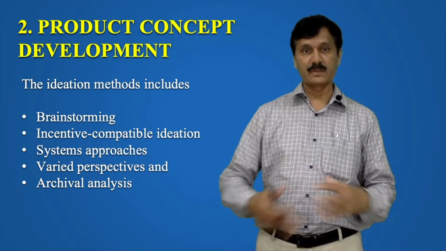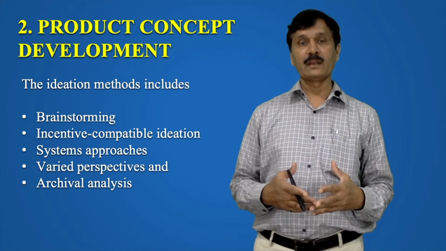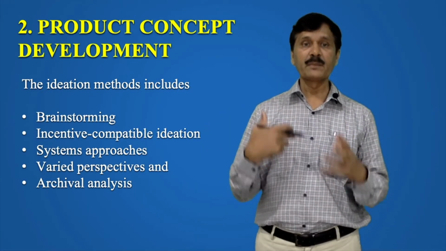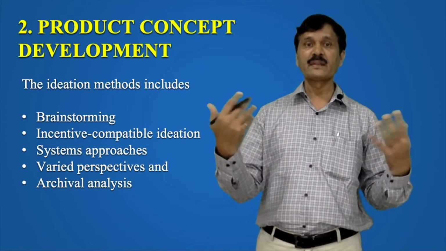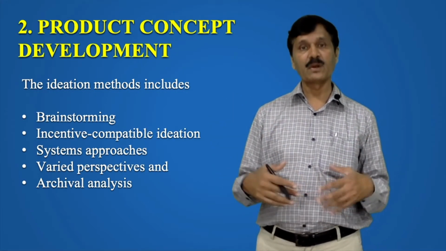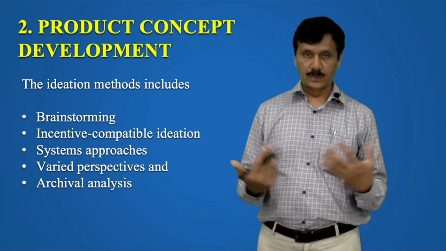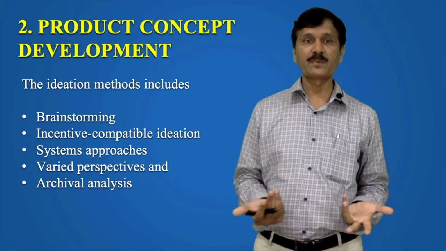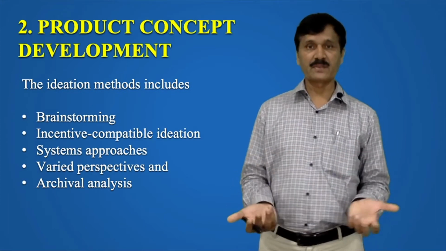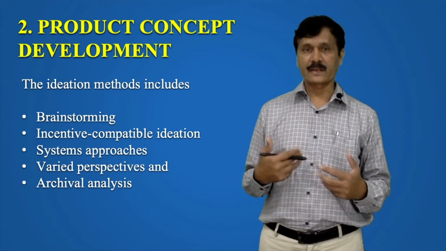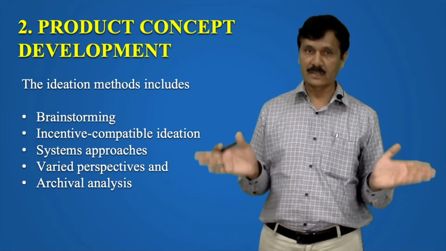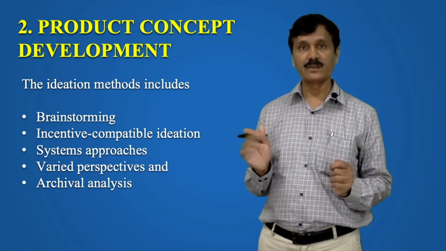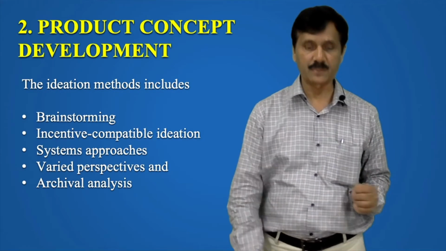Brainstorming is there. People sit and discuss different ideas and come out with a solution. Incentive compatible ideation is there. You provide incentives to people, and they come out with ideas. Similarly, there are system approaches, different perspectives, and archival analysis. Whatever information you have gathered till now, on the basis of that you are going to develop the concept of your product.